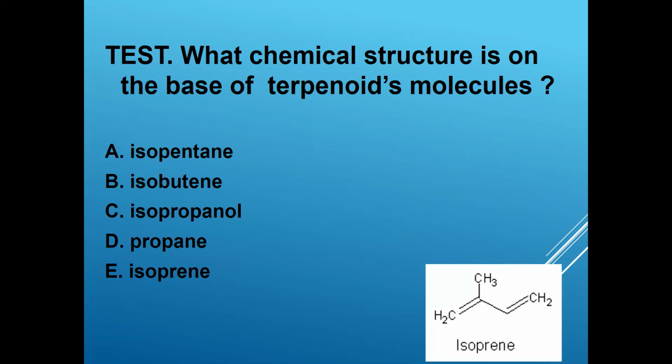Test. What chemical structure is the base of terpenoid molecules? The correct answer is E, isoprene.